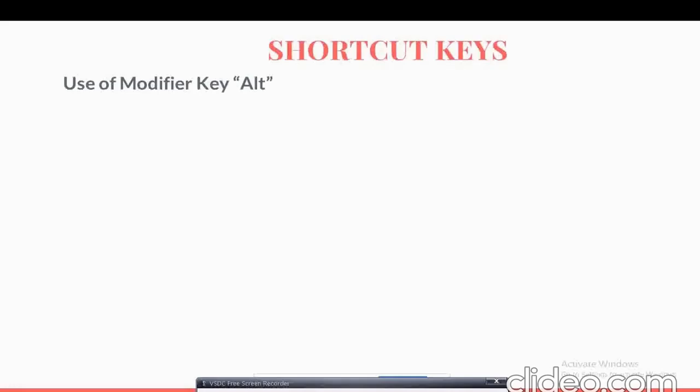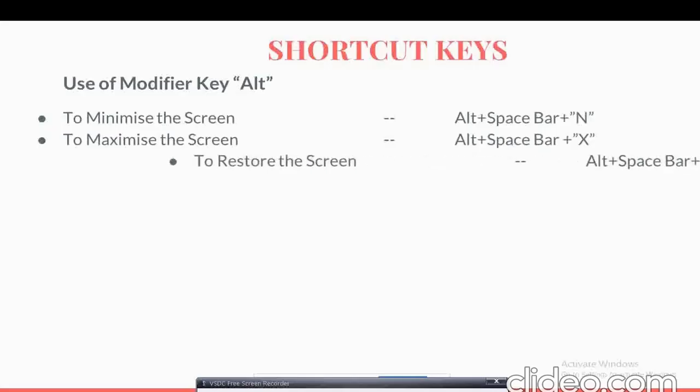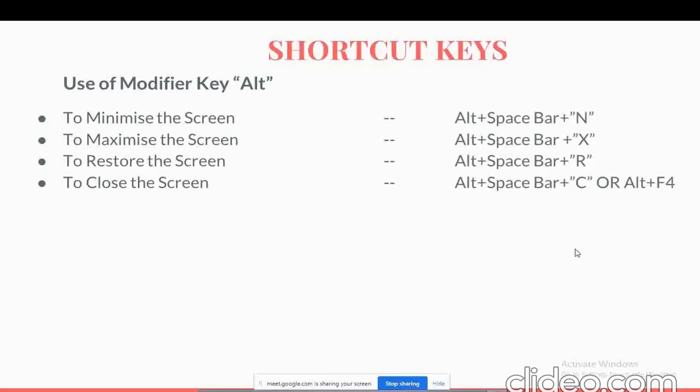Use of modifier key Alt. There are two modifier keys, Alt and Control. First is Alt. To minimize the screen, Alt plus spacebar plus N. To maximize the screen, Alt, spacebar and X. To restore the screen, Alt, spacebar and R. To close the screen, Alt, spacebar plus C or Alt F4, sorry.